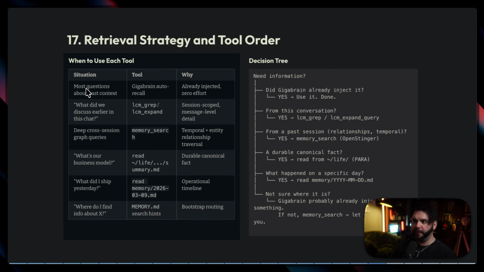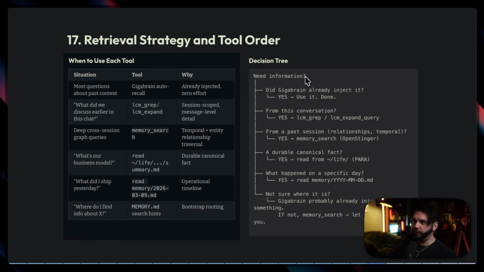Situation: most questions about past context. GigaBrain has auto-recalled it. It's already injected. Zero effort. What did we discuss earlier in this chat? LCM grep or LCM expand are used. Deep cross-session graph queries: memory search is used. What's our business model? It reads the information in the summary.md. What did I ship yesterday? The daily notes are read. Where do I find info about X? It's in the memory.md search hints. It'll be able to find where that information is stored.